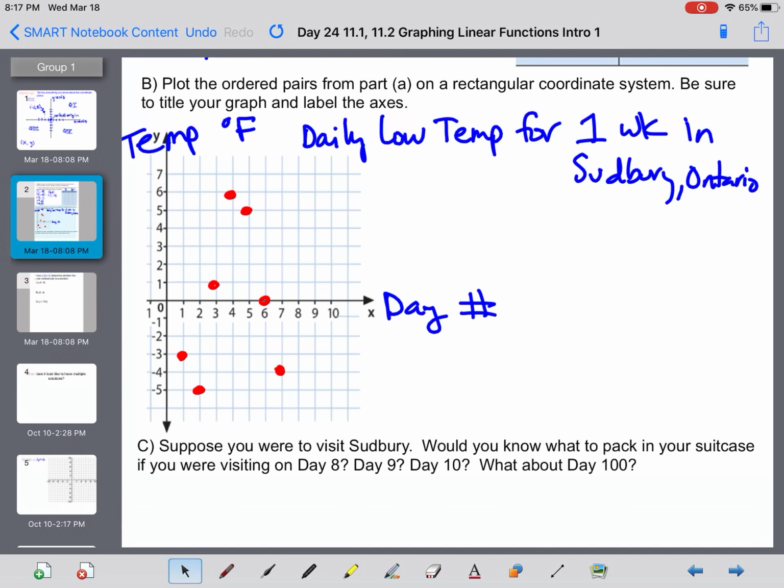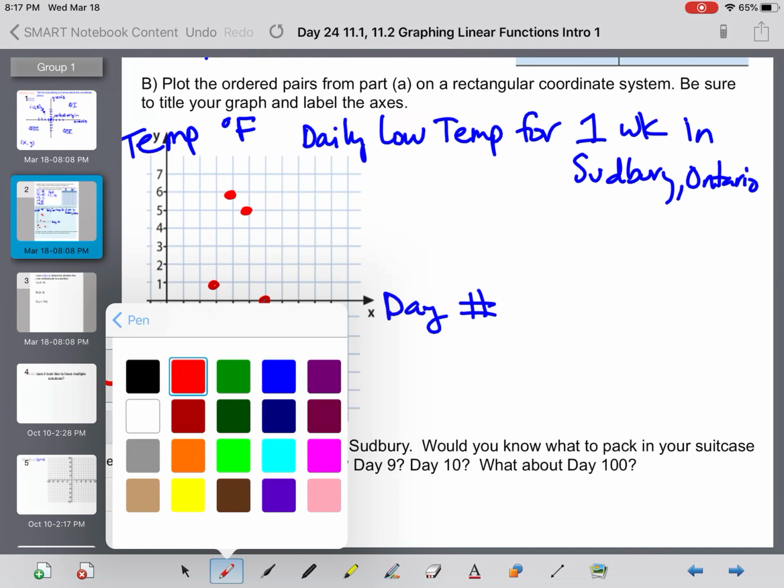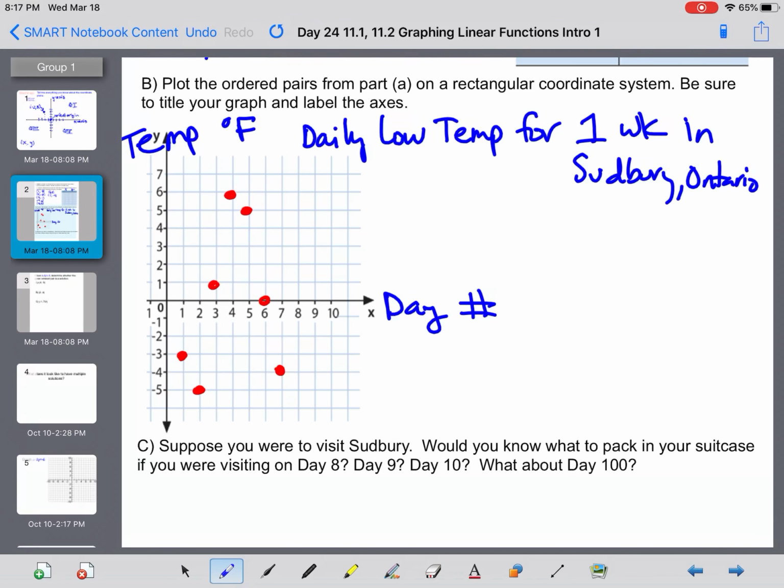We're going to take a look at part C now. So part C says, suppose you were to visit, what would you pack on day 8, 9, and 10? So do you know exactly what the temperature is going to be on day 8 or day 9 or day 10? Because I don't see any pattern going on here. But what I want you to think about is if you're packing a suitcase, day 8 through 10 is probably going to be really, really cold. So you need to pack warm clothes. I don't know the exact temperature, but I do know it's going to be really cold, so I need to plan appropriately.